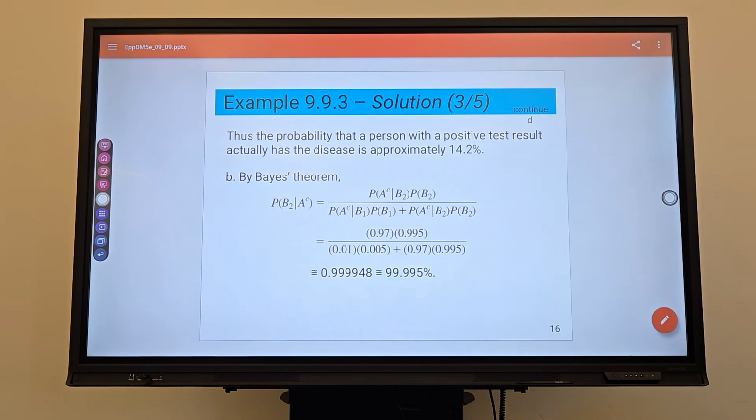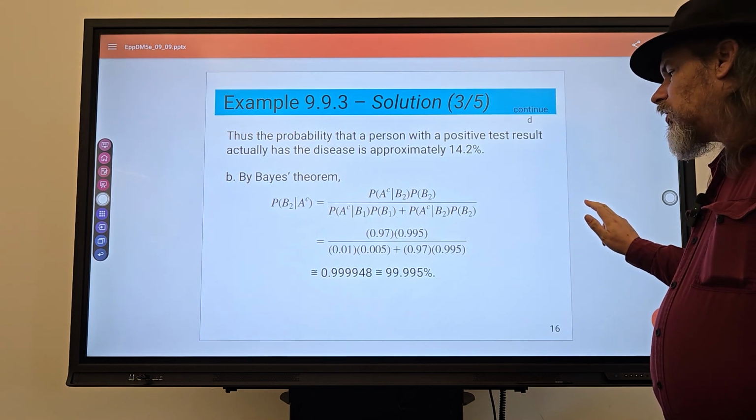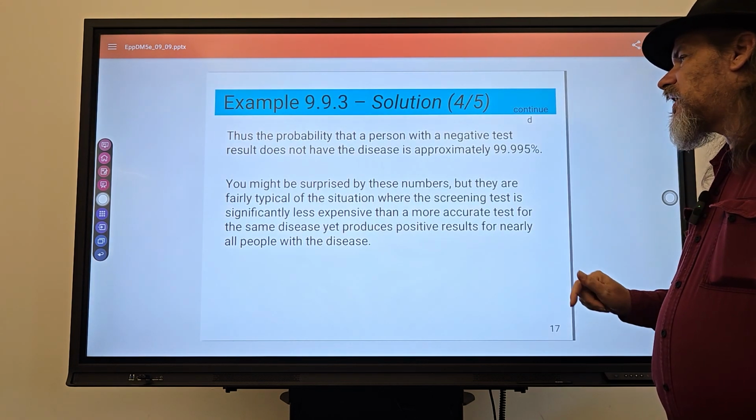With the second one, a person that tests negative actually not having the disease, the probability would be 99.995% likely to not have the disease.